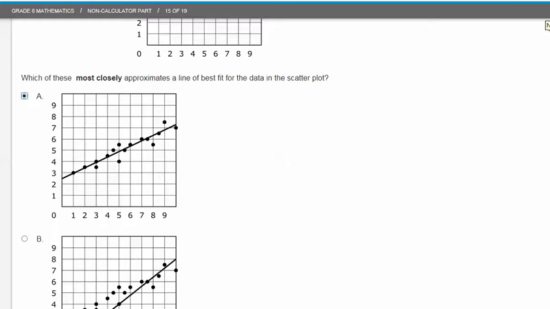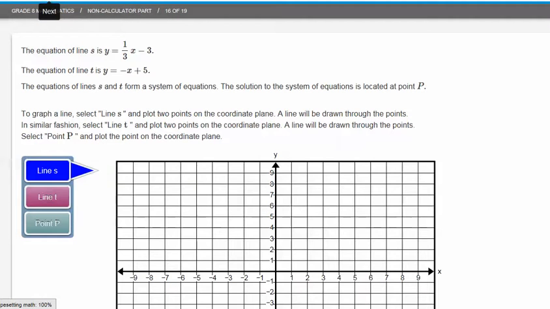All right. Problem number 16. 16 is Jay's favorite number, isn't it? What? 16 is your favorite number? No, 17. Oh, so close. 17.